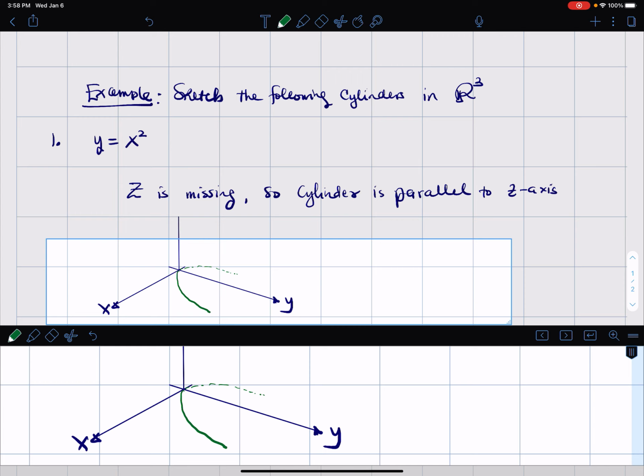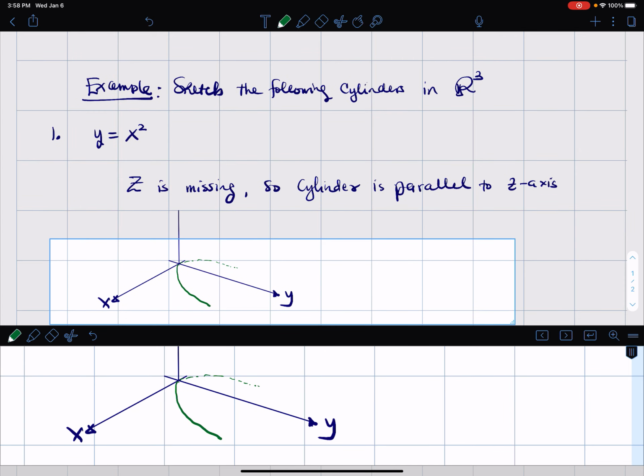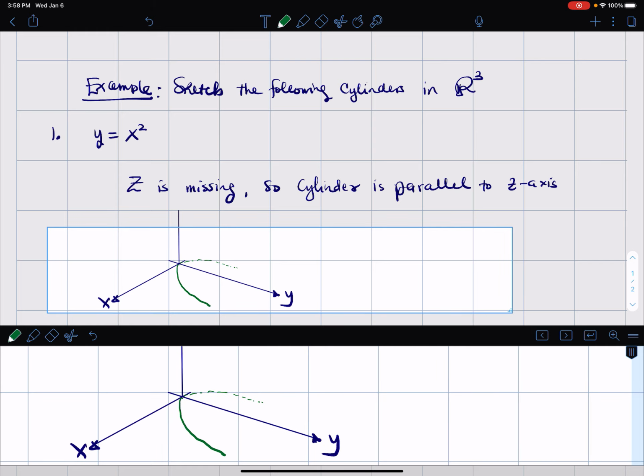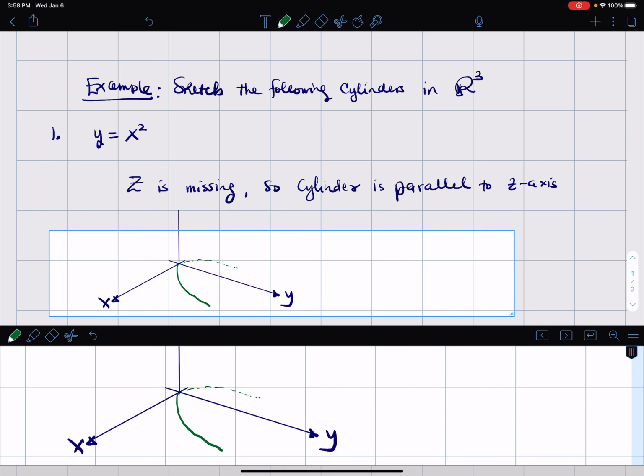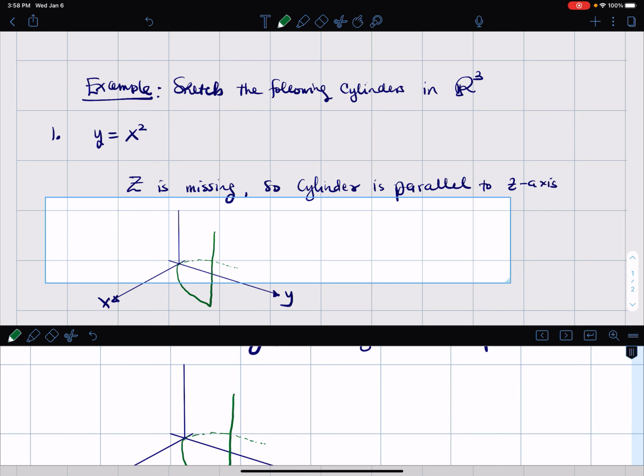That's my trace. And then I make this run along the z-axis. So I just extend this to run along the z-axis. I mean to say, not through. All right? So if it runs along the z-axis, it's just going to increase. So we have that.